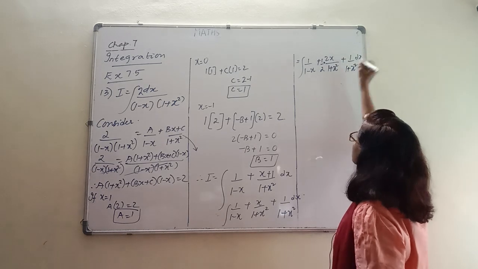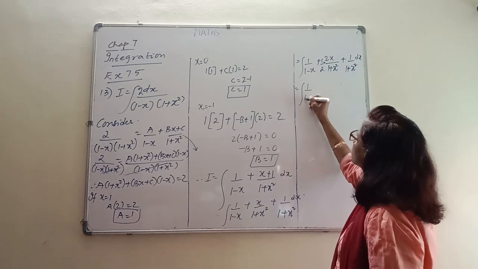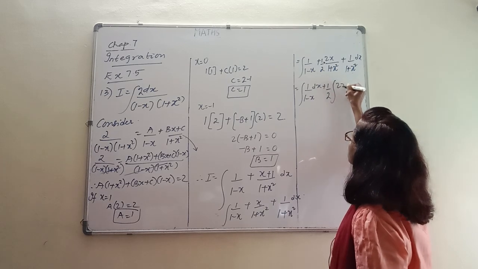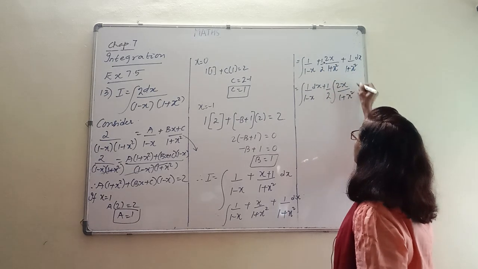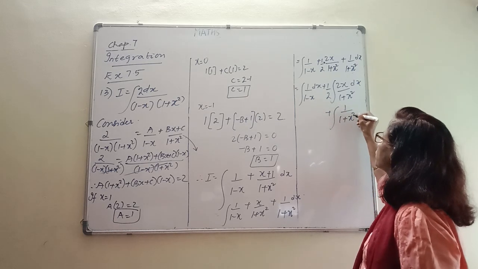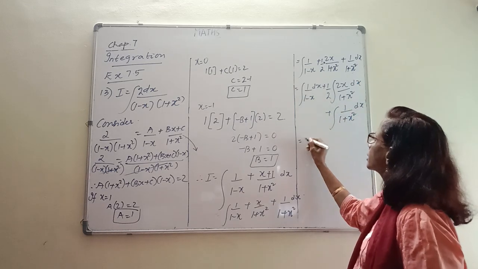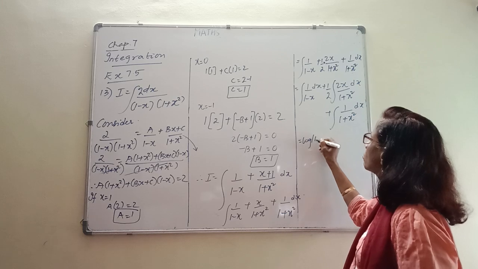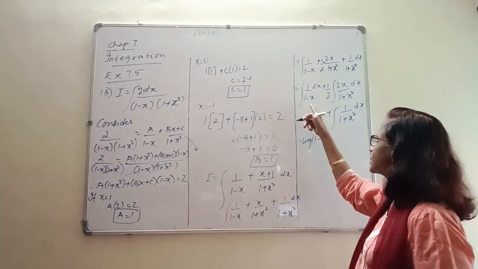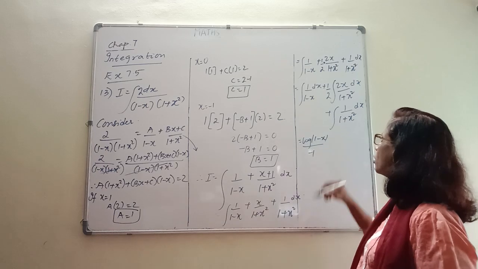Let's break it into integrals now. First is 1 over 1 minus x dx. Next one is half times 2x over 1 plus x squared dx. Last one is the integral of 1 over 1 plus x squared dx. Let's have all these integrals now. This is log modulus 1 minus x. Linear in the denominator is like x only, but there is this negative 1 which we have to account for.